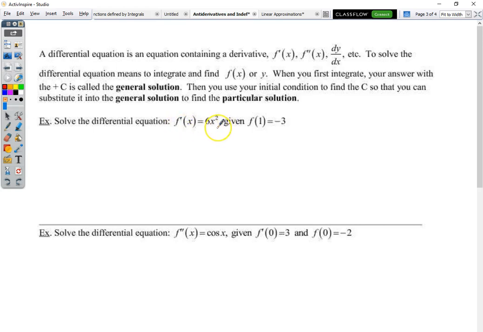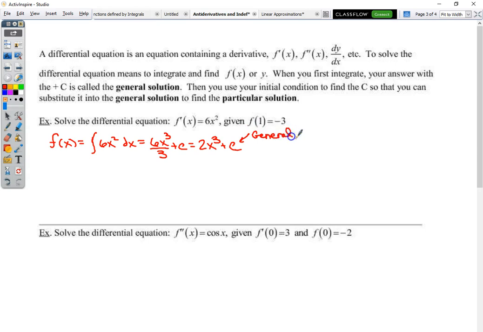So what that means is this. If I take f prime of x is equal to 6x squared, I want to find f of x, I simply say, well, this becomes the integral of 6x squared dx, which is 6x to the third over 3. By the way, if you know that's going to reduce to 2x cubed plus c, you can go ahead and do that. This is called a general solution.